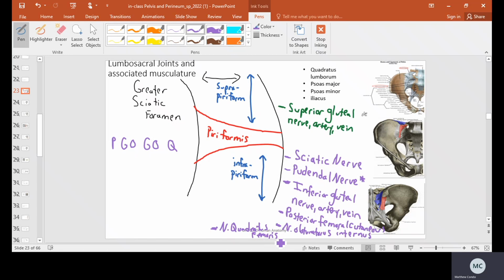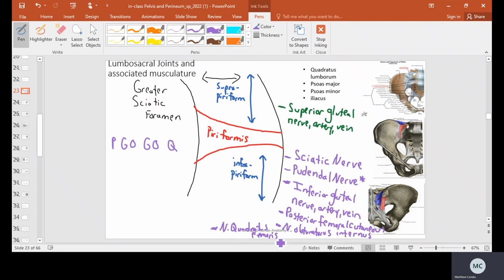So in my infra-piriform space, remember, we're still in the greater sciatic foramen. Sciatic nerve, pudendal nerve, inferior gluteal artery, nerve, vein, posterior femoral cutaneous nerve, and the nerves to obturator internus and the nerve to quadratus femoris. Okay, so that's going to come out of my greater sciatic foramen.